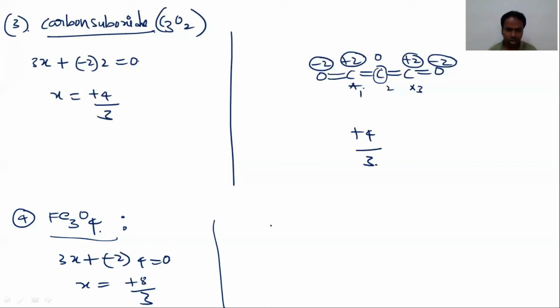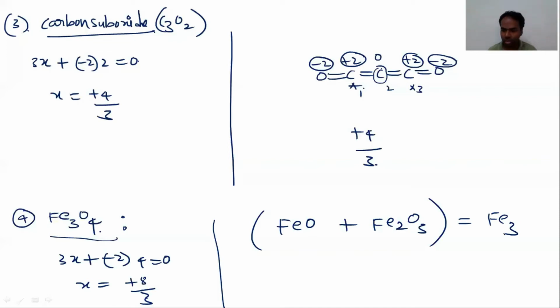Fe3O4 is the combination of FeO plus Fe2O3. Okay, if you combine these two, how many iron atoms are there? 1, here 2, total 3. How many oxygens are there? Here 3 oxygens, here 1 oxygen, total 4. Fe3O4. By seeing this formula, we can predict the charge, the valency, plus 2. This is ferrous. Here this is ferric, Fe plus 3.